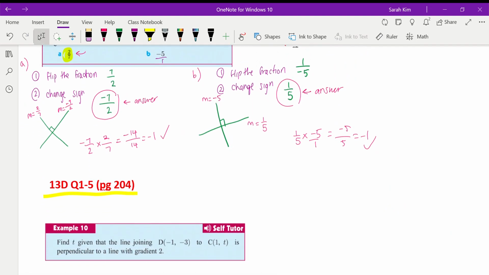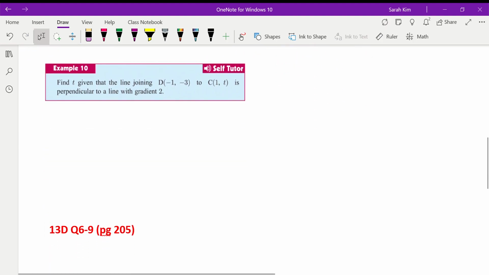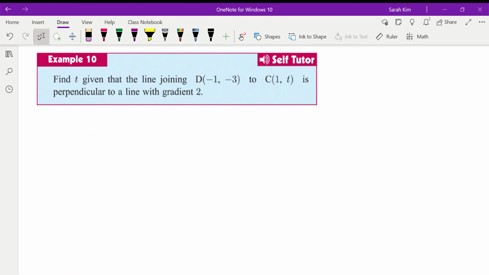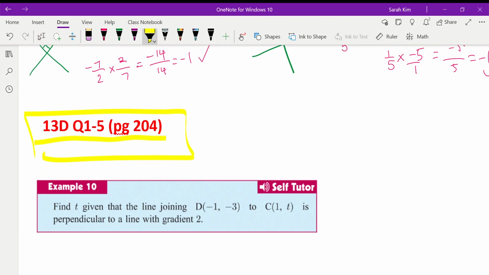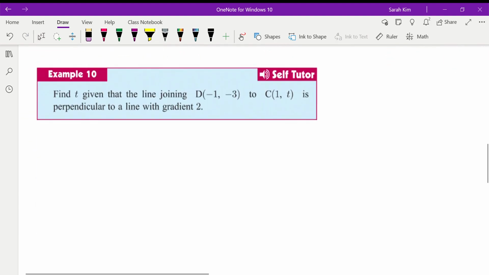maybe pause the video and do it, and then I'm going to do this example as well, so you can keep watching once you've done those examples. Alright, so please, if you haven't done this already, pause the video now and go do these first, and then come back to the video, please.